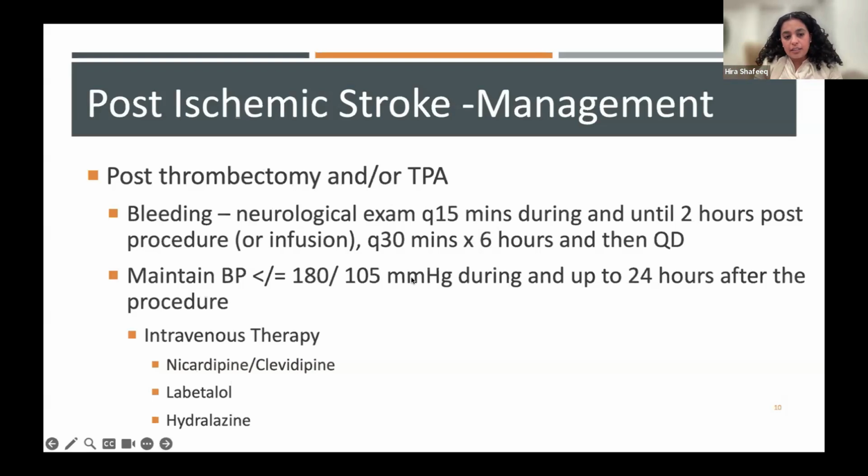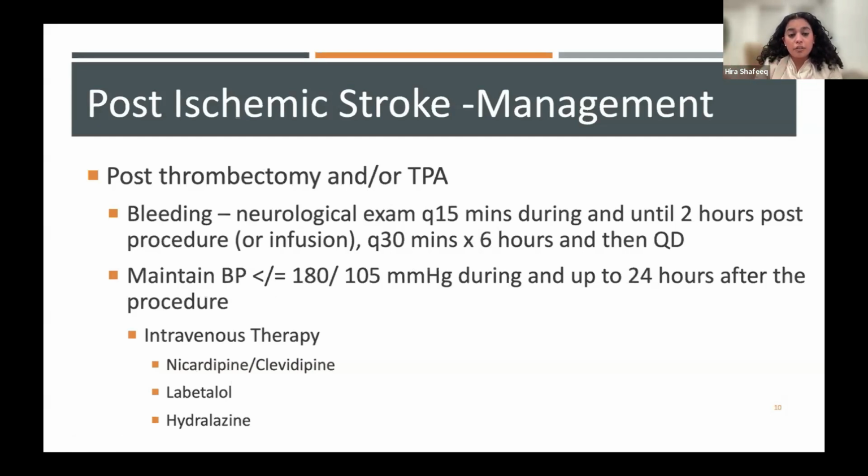The second main thing is that a lot of times we also need to remember that patients, if they have a high blood pressure, maintaining their blood pressure to a normal, or specifically for TPA, the recommended range is for systolic blood pressure less than or equal to 180, and for diastolic less than or equal to 100 during and up to 24 hours after the procedure.